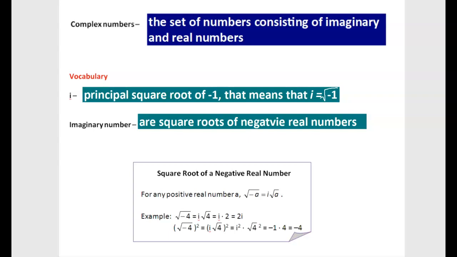So again, imaginary numbers are square roots of negative numbers. So we're going to have perfect imaginaries and non-perfect imaginaries. The properties of complex numbers are the same properties that we have for other numbers. So we'll talk about what I mean by that.